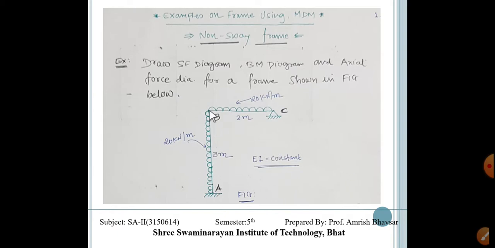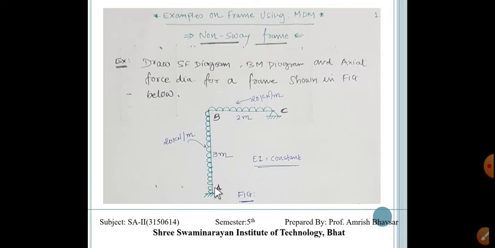Now, dear student, here the frame is non-sway. Why? Because it has a single column. Whenever this frame is going to bend towards the direction of X, then the reaction of this support must stabilize that frame. So it is a non-sway frame. Clear? Now let's start how to solve this.